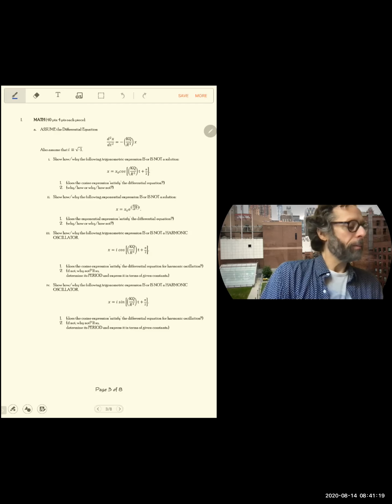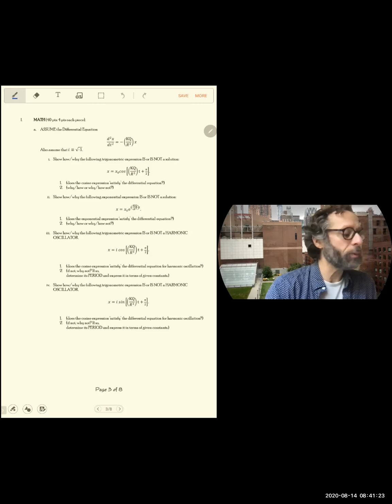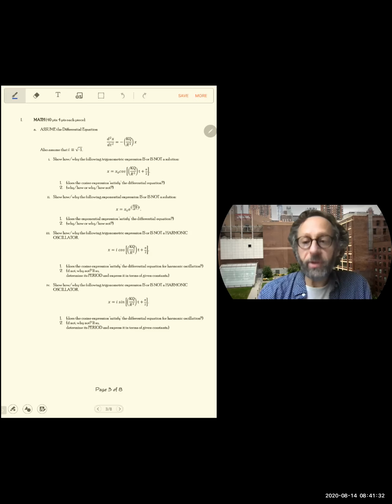in part 1a(1)(1). You're asked whether x equals x naught cosine of blah does or does not satisfy the differential equation given above. Almost everybody did get correct the fact that it does not. It does not. That is the correct answer.